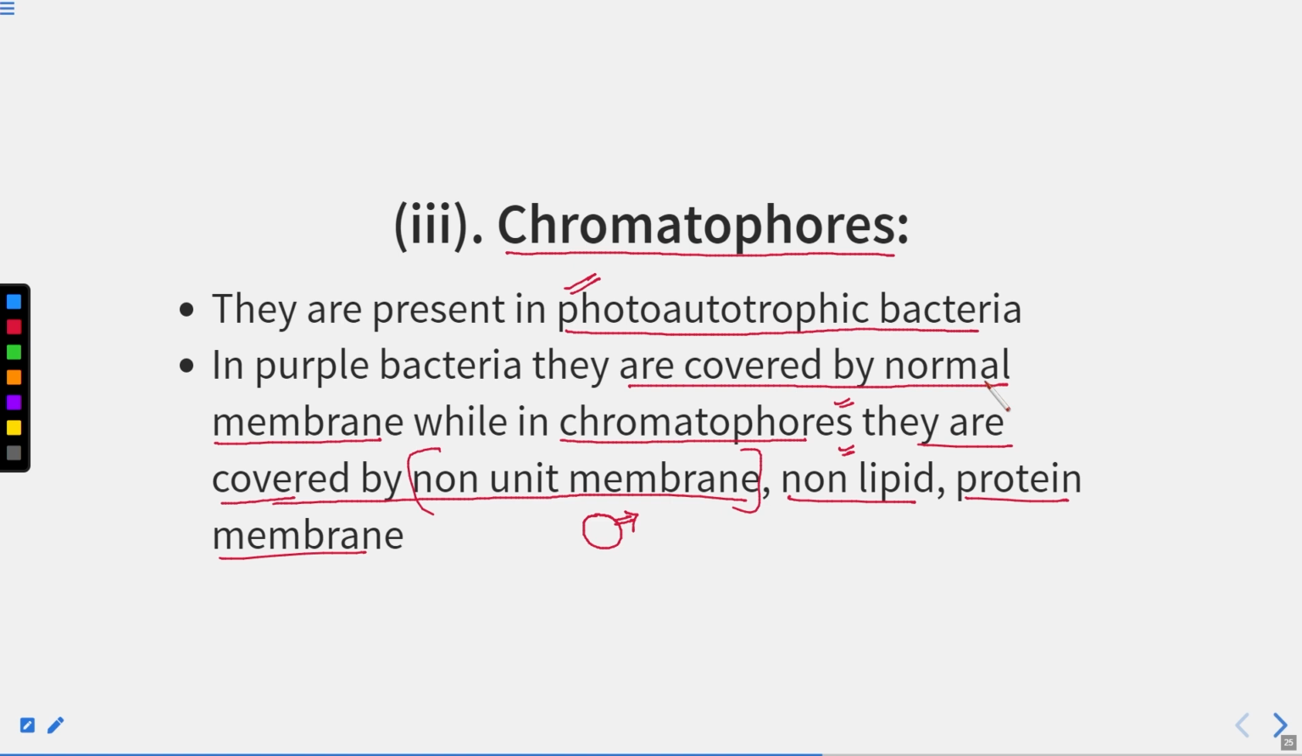In purple bacteria, they are covered by the normal membrane, while the chromatophores are covered by the non-unit membrane.